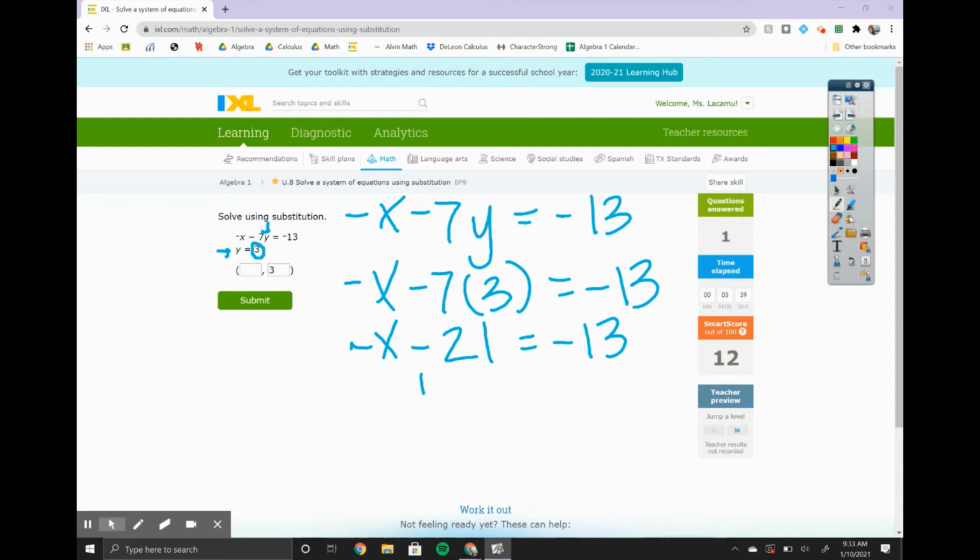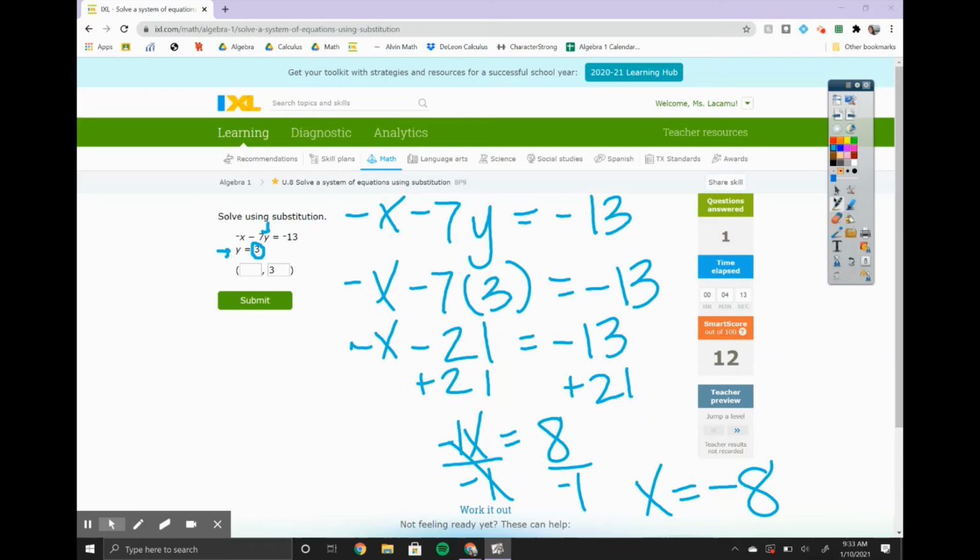Okay, then I'm going to add 21. So we have negative 13 plus 21. That's going to be a positive 8. So we have negative x equals positive 8. But we're not quite at the right answer yet because we have a negative x. And remember, this is really negative 1x. So I have to divide everything by a negative 1 here. So x would equal negative 8. And that would be our answer. So I plug in the negative 8.